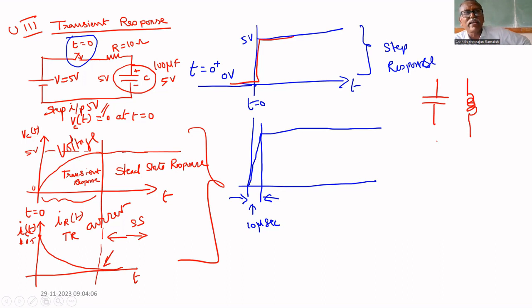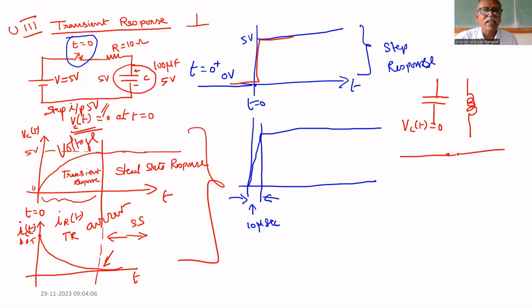Initially, no charge, no energy is stored in the capacitor because Vc of t equals 0. That's what we assumed. It means no energy in the capacitor initially. That's why I already told you that the capacitor acts like a short circuit at t equal to 0.